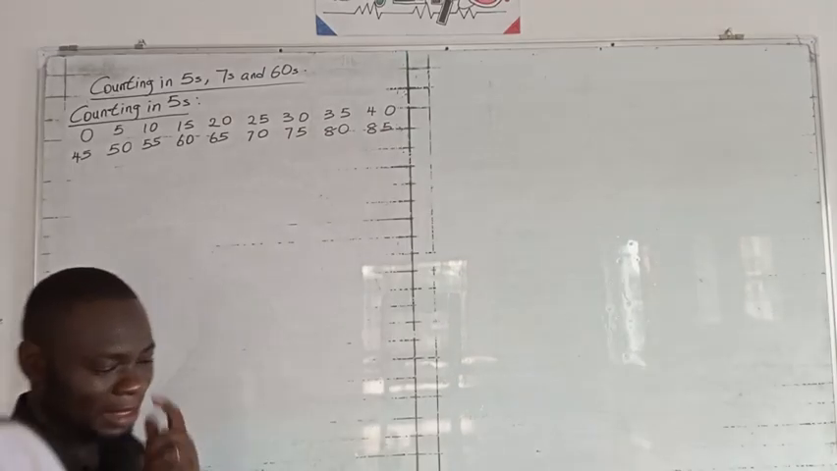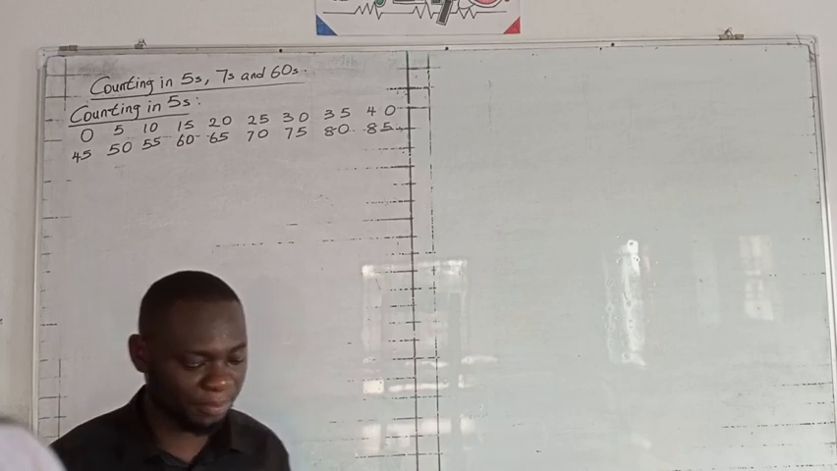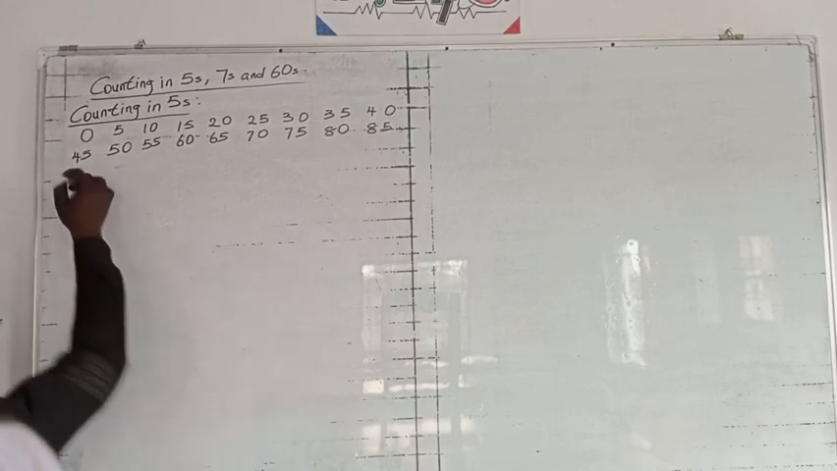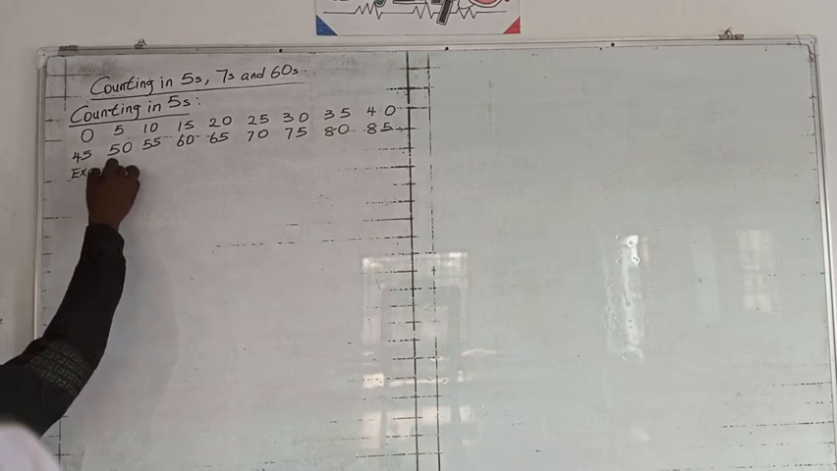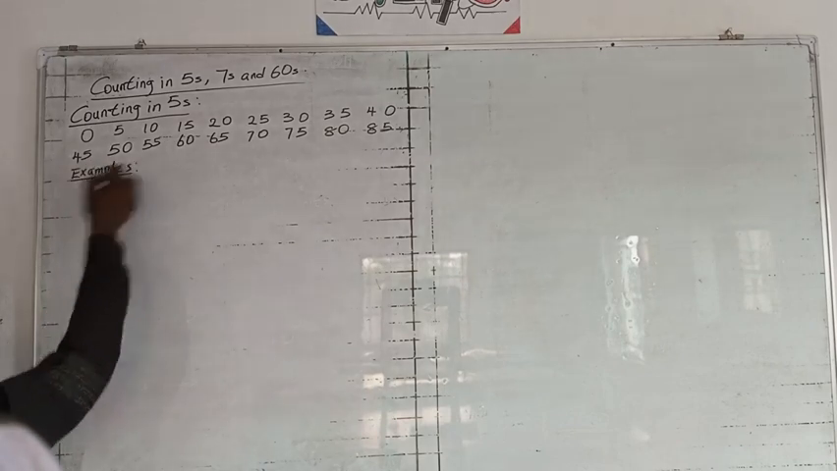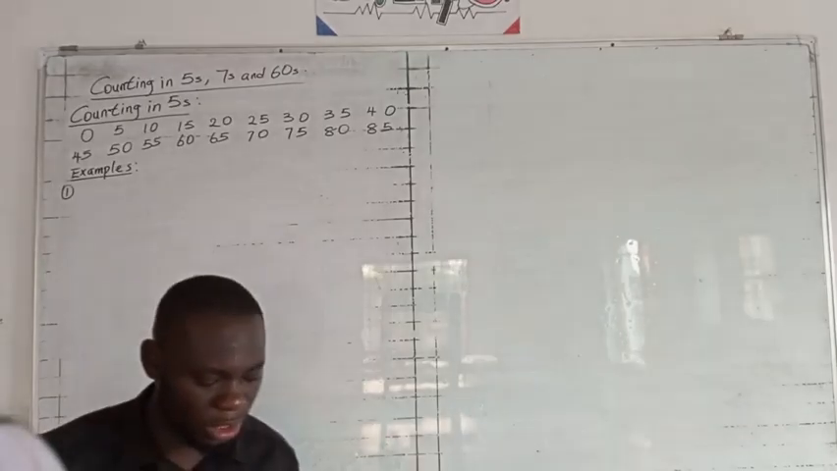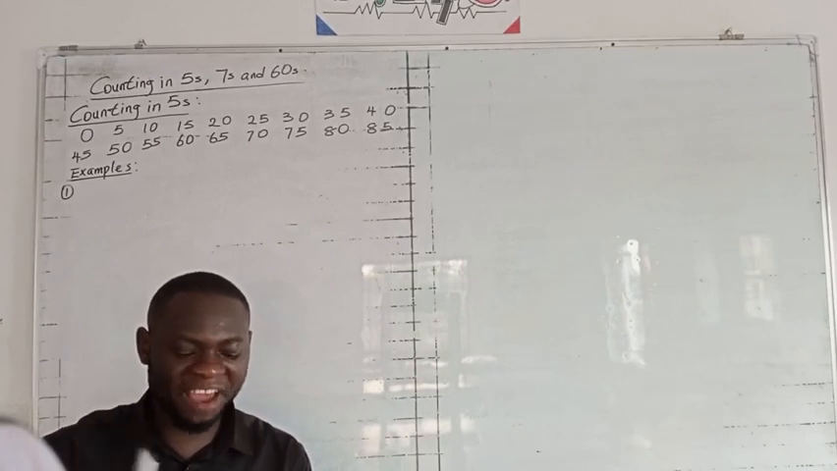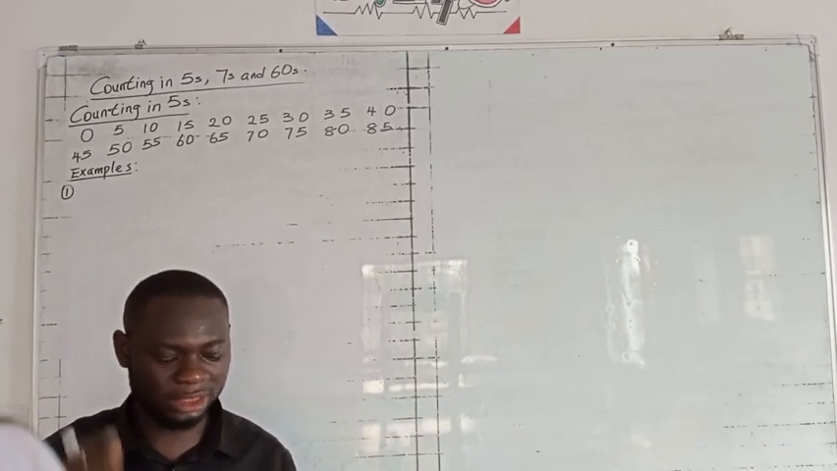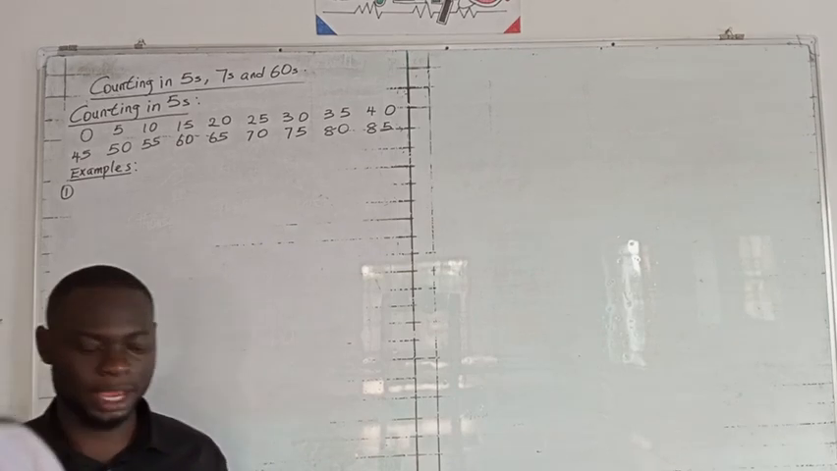Now, having said that, let's consider these examples. Number one. The question says, a woman buys 2 piles of 5 mangoes each and 3 mangoes. How many mangoes does she buy?